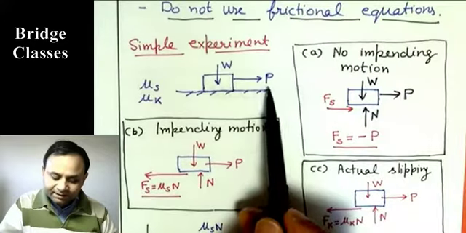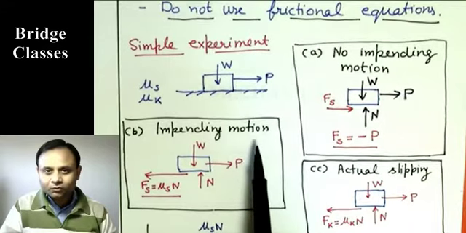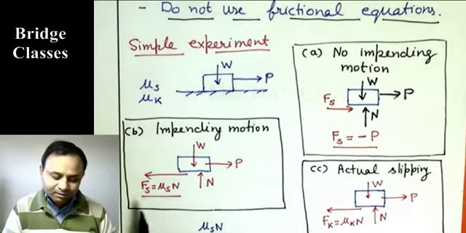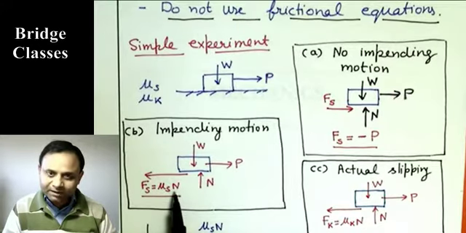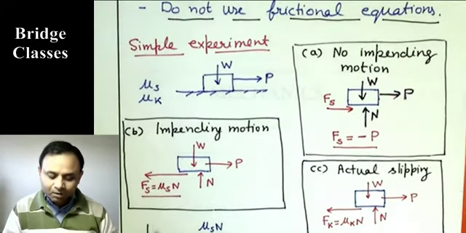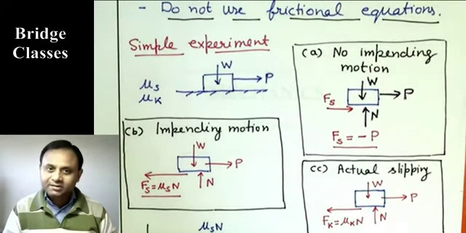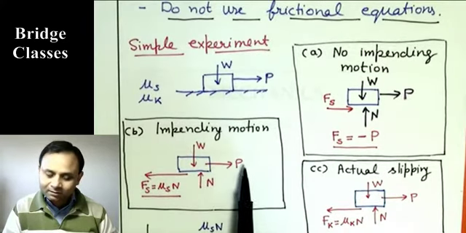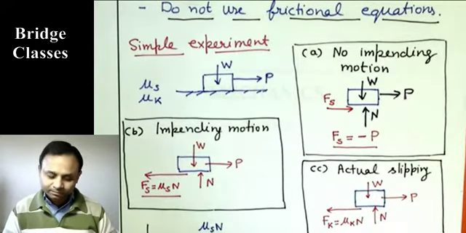Now as P is increased, we will reach a point when we have impending motion. So the body is just about to move. We increase P slightly and it is going to move. Okay, so it is still static friction, but static friction now will be given by mu s N, because that is impending motion. Its direction will come from, just try to think, if this friction is not there, in which direction the body is going to move, and this is going to oppose that. So without this friction, the body will move to the right, so this friction is going to act in the left direction, so that is impending motion.